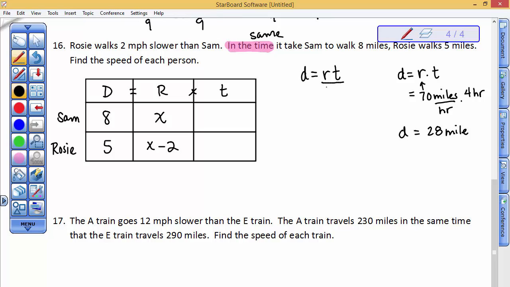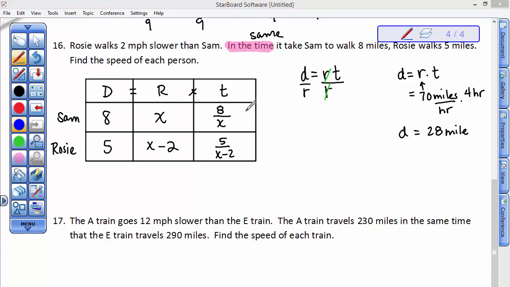I'm going to solve this formula for t by dividing both sides by r. That's solving for the indicated letter. And time can always be found by taking your distance and dividing by your speed. So see this distance, 8, and this speed, x? I'm going to write Sam's time as 8 divided by x, distance divided by rate. And I'm going to let Rosie's be 5 divided by x minus 2.